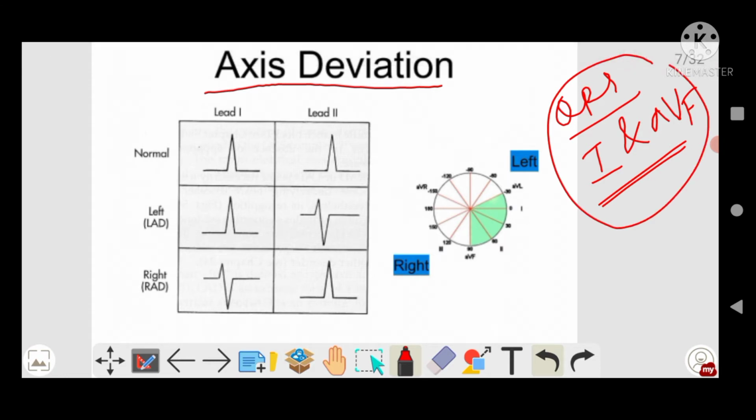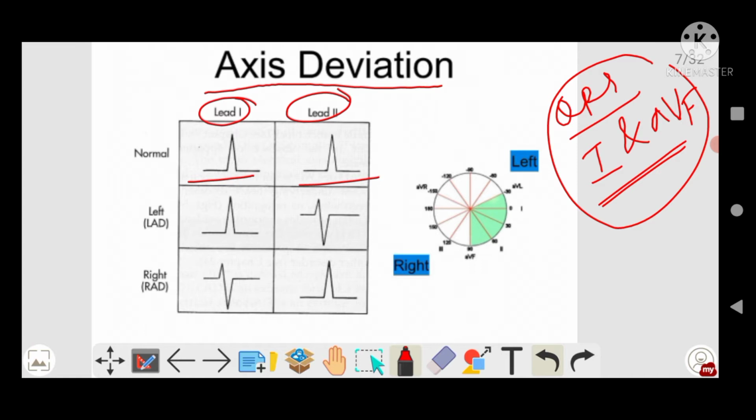So axis deviation, whether it is right axis deviation or left axis deviation, can be a sign of ventricular hypertrophy or bundle branch block. Okay, so normal axis in your lead 1 and lead 2 will show something like this, right?